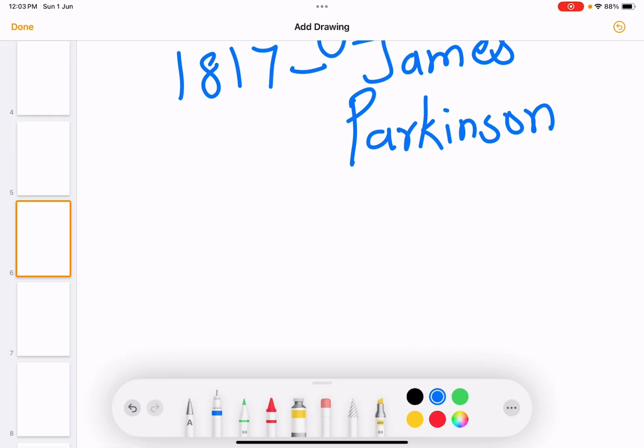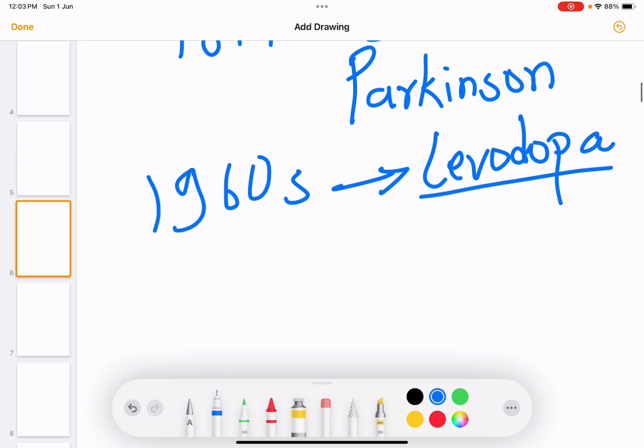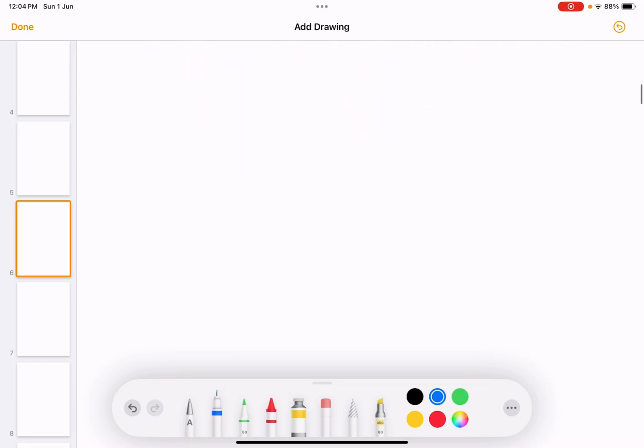Now initially atropa belladonna alkaloids were used for the treatment of Parkinson's disease. But in the 1960s, levodopa was introduced as the first drug for Parkinson's, and it revolutionized the treatment. What is levodopa? It is a dopamine precursor. Levodopa is converted by an enzyme dopa decarboxylase into dopamine, and thus it helps in the symptoms of Parkinson's disease. We will discuss it in detail later. First, we will discuss the classification of drugs used in Parkinson's disease.